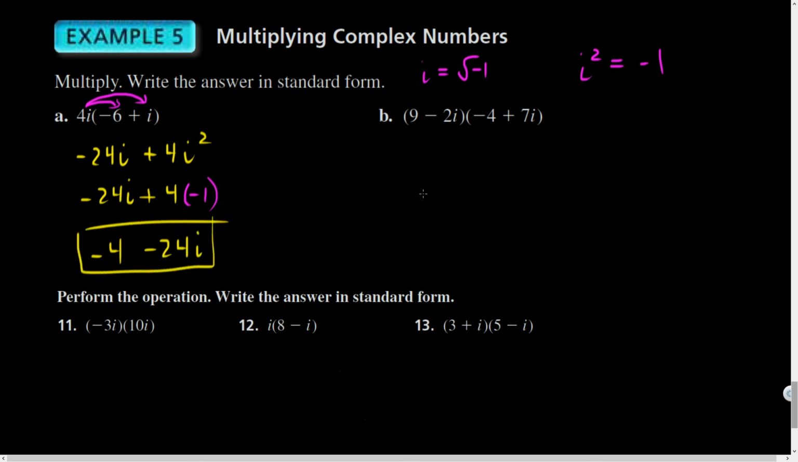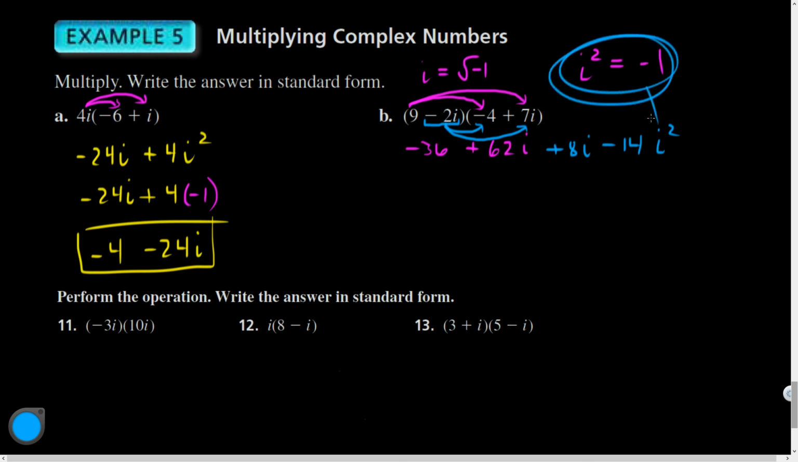And the same thing works for double distribution. And so 9 times negative 4 is negative 36. 9 times 7i is plus 63i. Ooh, let me get that sky blue. Gotta have the sky blue. Oh, careful. Make sure this minus sign gets distributed as well. Negative 2i times negative 4 is plus 8i. And negative 2i times 7i is negative 14i squared. And so I'm already thinking I'm going to need to apply this little fact right there.